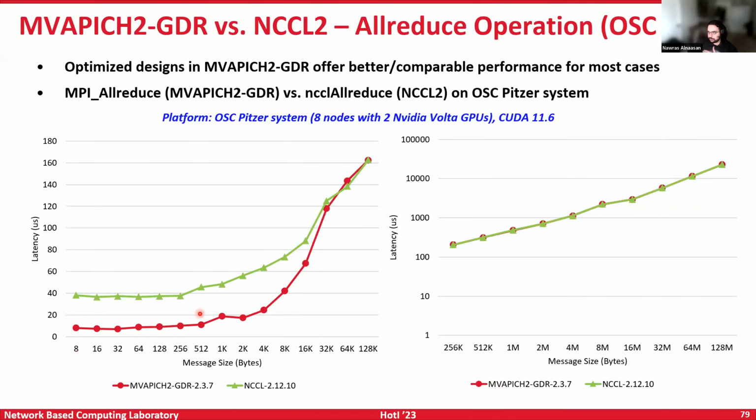The MVAPICH2 and MVAPICH2-GDR libraries offer optimized communication collectives that are used in distributed training. As Harry talked about, we've seen that Allreduce is very important. Other collectives are also important for different types of parallelism. In this figure, we're looking at the Allreduce latency for MVAPICH2-GDR 2.3.7 compared to NCCL. For smaller message sizes, MVAPICH2-GDR is delivering better performance, so lower latency is better. For larger message sizes, MVAPICH2-GDR is matching the NCCL performance. In deep learning, we mostly use large message sizes, but in some cases we also use smaller ones. So basically, you can expect equal or better performance using MVAPICH2-GDR compared to NCCL.